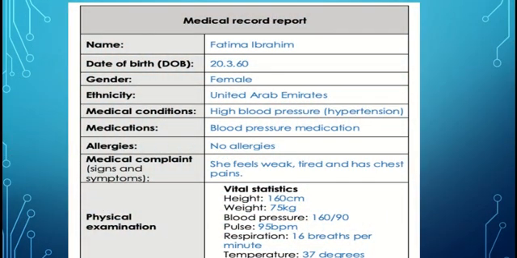Medical record reports: personal information, name Fatima Ibrahim, date of birth, gender female, ethnicity United Arab Emirates, medical condition high blood pressure, meaning hypertension, medication blood pressure medication, allergies no allergies, medical complaint, signs and symptoms: she feels weak and tired and has chest pain. Physical examination: vital statistics like height, weight, blood pressure, pulse rate, respiration and temperature. Clear?